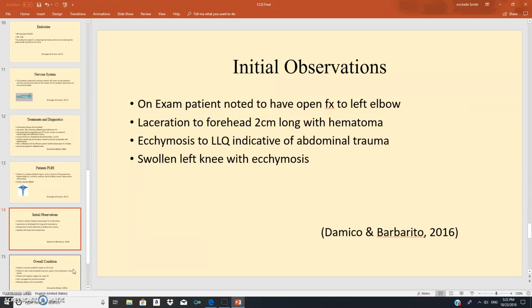Initial observations. On exam, patient noted to have open fracture to left elbow, laceration to forehead 2 centimeters long with a hematoma, ecchymosis to left lower quadrant indicative of abdominal trauma, swollen left knee with ecchymosis.